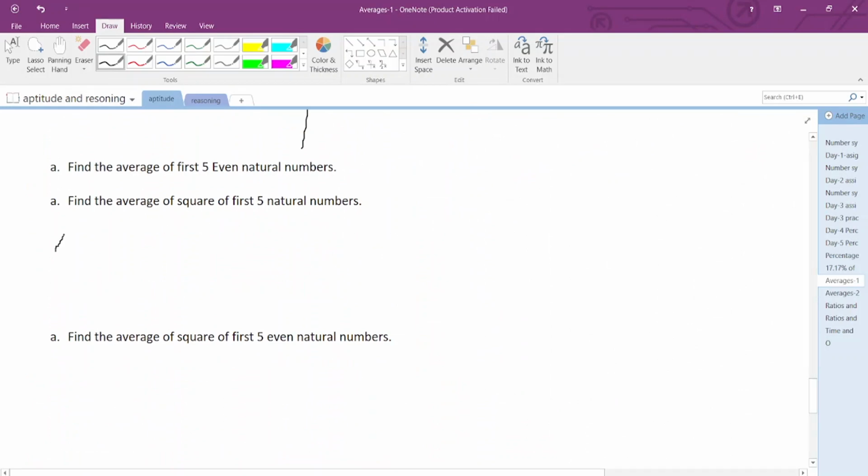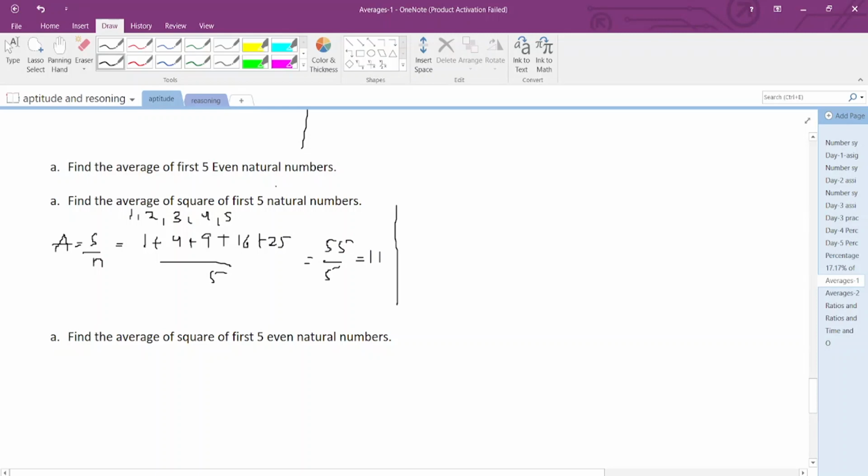How will we solve? Normally, average is equal to sum of items by total number of items. Here, they are talking about the squares of natural numbers. Generally natural numbers are 1, 2, 3, 4, 5, the first 5, but they are talking about the squares of these natural numbers, which means 1 plus 4 plus 9 plus 16 plus 25 by total number of items, which is 5. So 5, 20, 30 and 55, right? 55 by 5, which is equal to 11, correct?